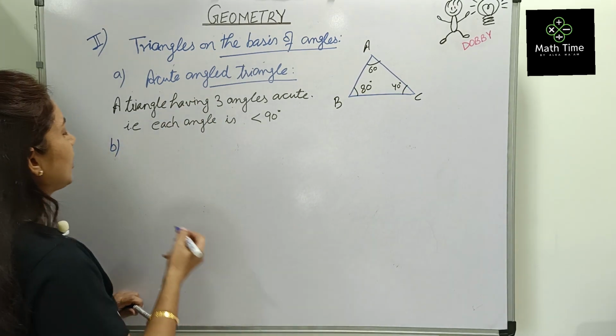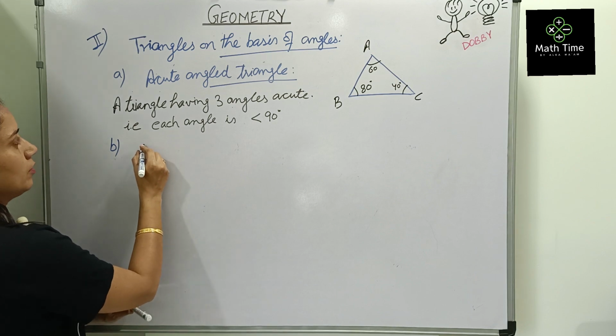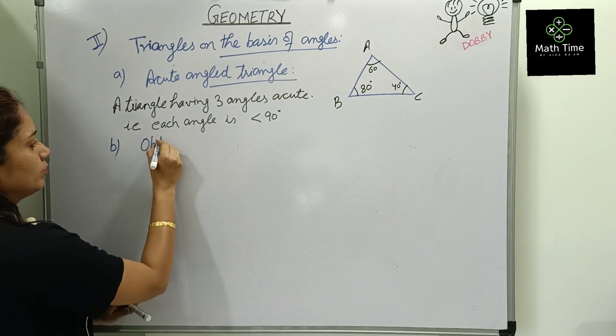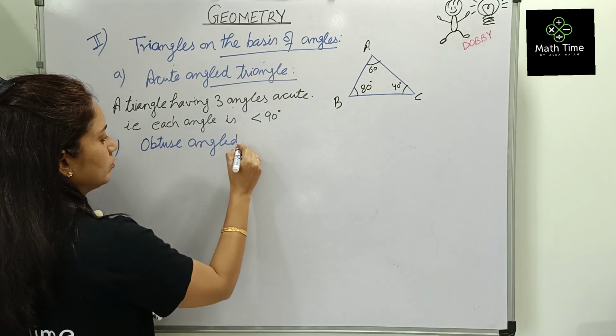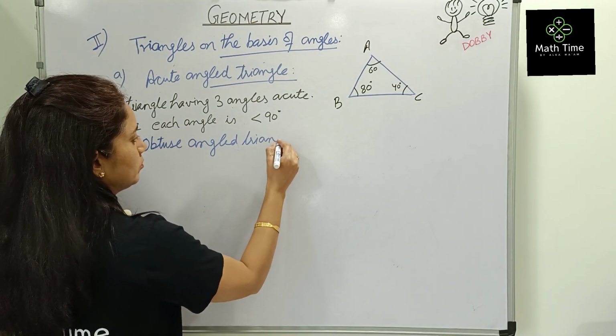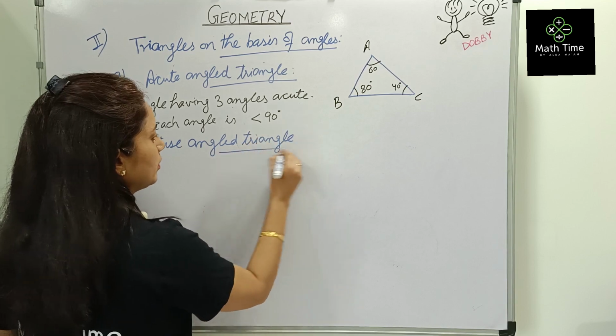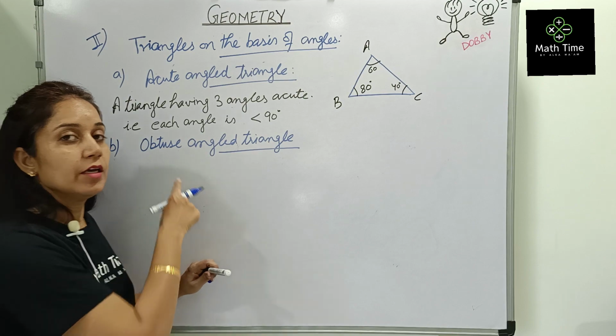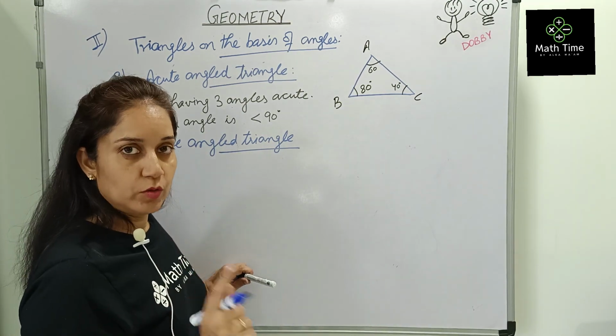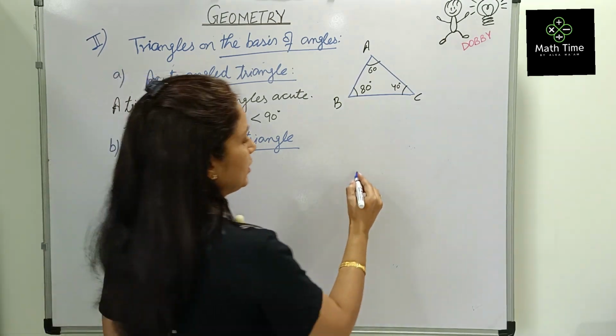Now, the second type of triangle is obtuse angle triangle. As the name says, obtuse angle, that means here one angle is obtuse, the rest two are acute. See how?